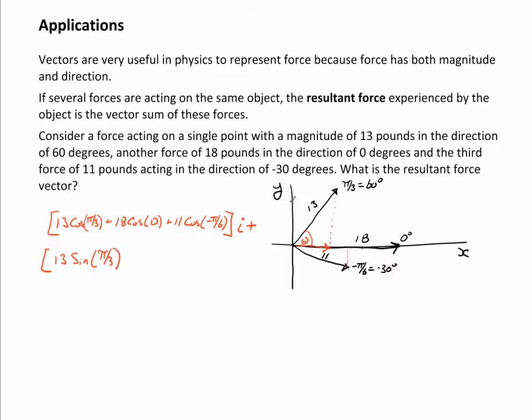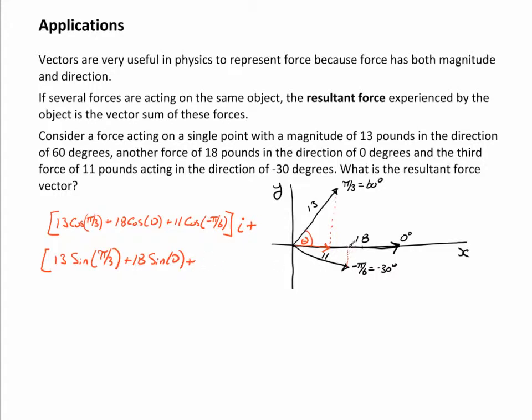Now the vertical component of this vector is going to be 0. We can see that. But it's going to be 18 times sine of 0. Sine of 0 is 0, so obviously you can see with this vector it's not lending anything to the vertical component.